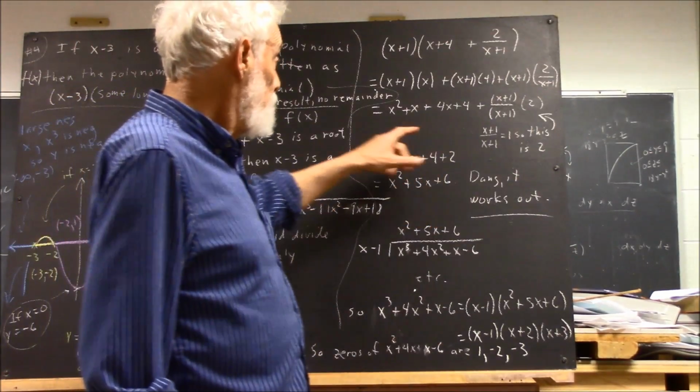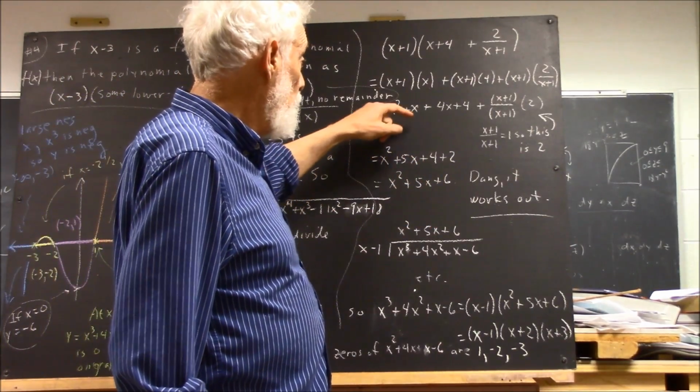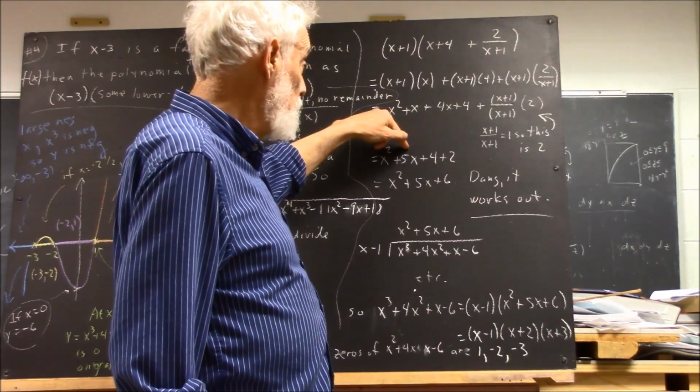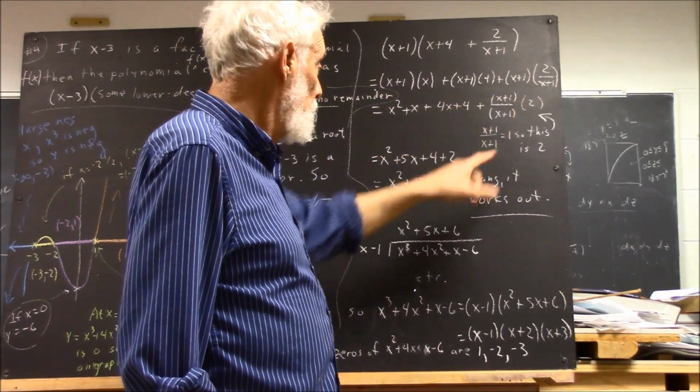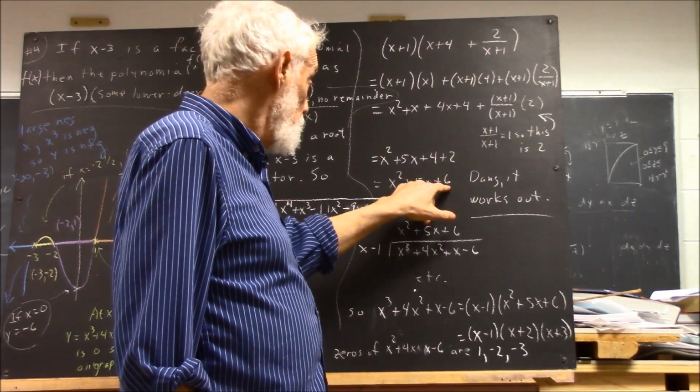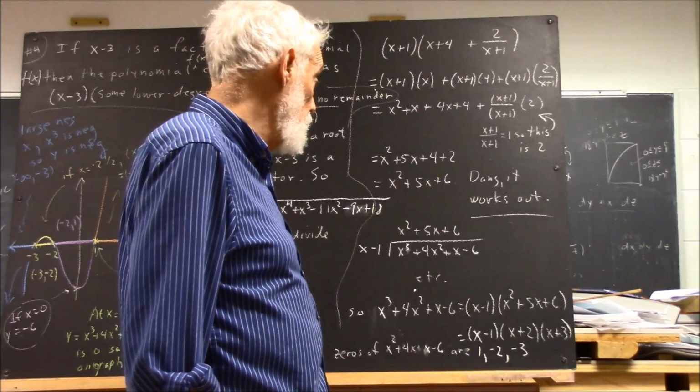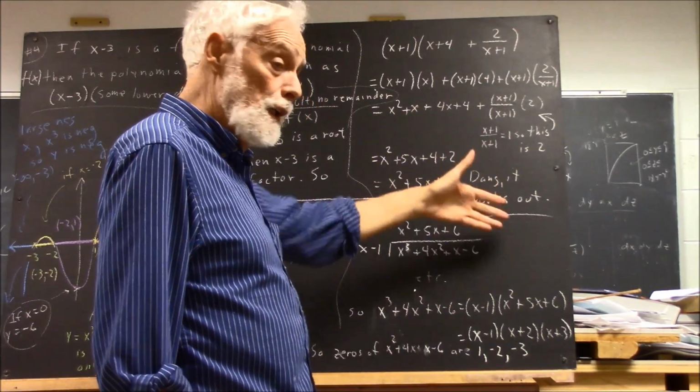Anyhow, this gives us then, well, x squared is x squared, 4x and x is 5x, 4 and the 2 that we get from this is 4 plus 2, which gives us 6, and there we have our x squared plus 5x plus 6, and by dang, it works out.